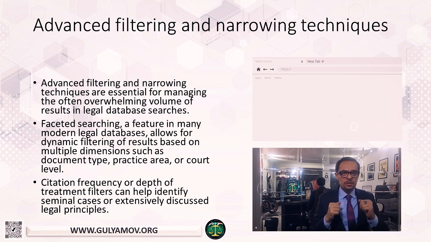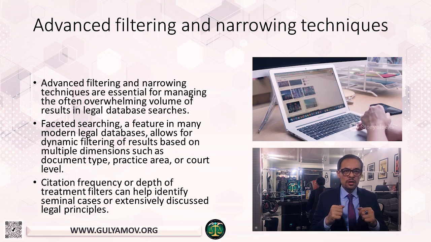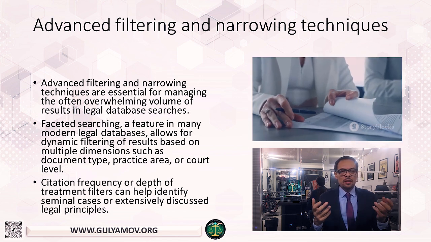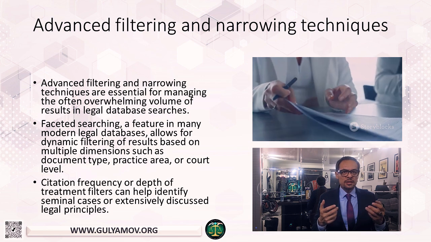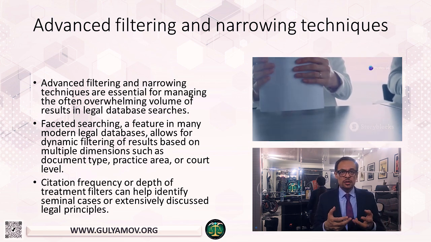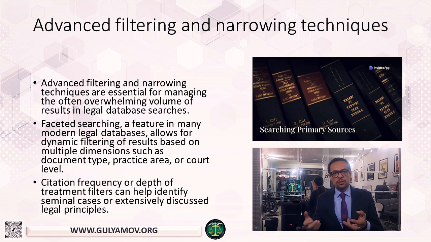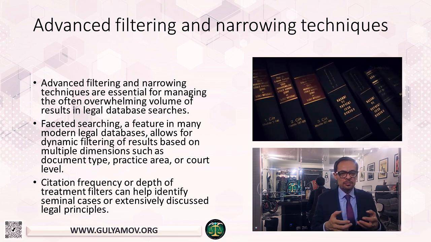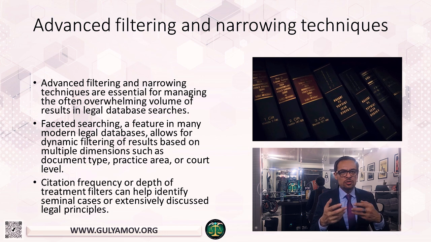Jurisdictional filters help narrow results to relevant courts or geographical areas, essential in a federated legal system like the United States. Faceted searching, a feature in many modern legal databases, allows for dynamic filtering of results based on multiple dimensions such as document type, practice area, or court level. For instance, a researcher might start with a broad search on environmental regulation, and then progressively narrow the results to federal appellate cases from the last 5 years dealing with air quality standards.